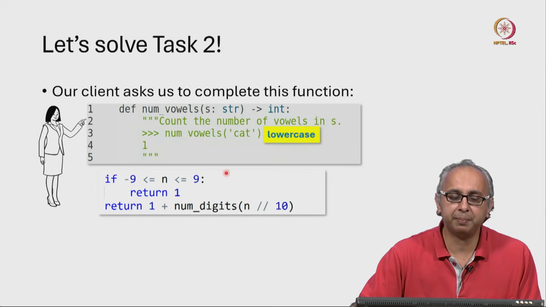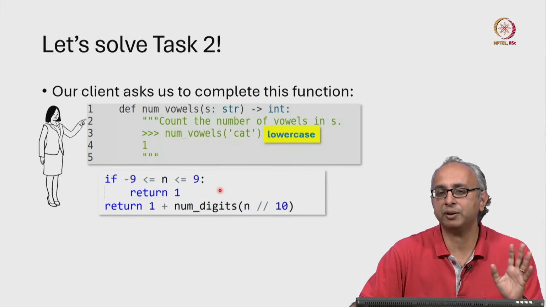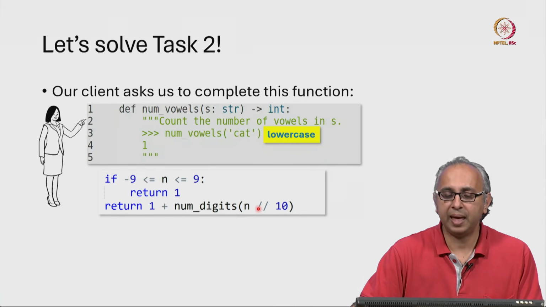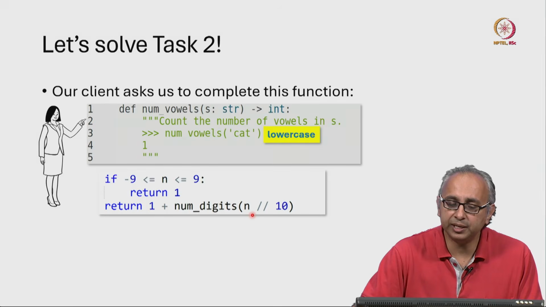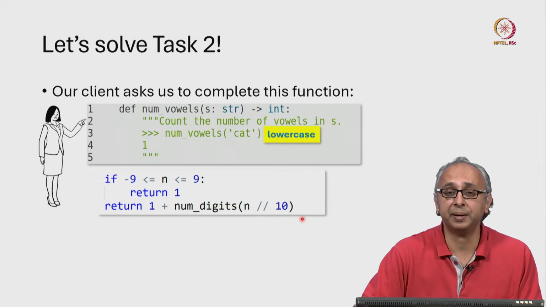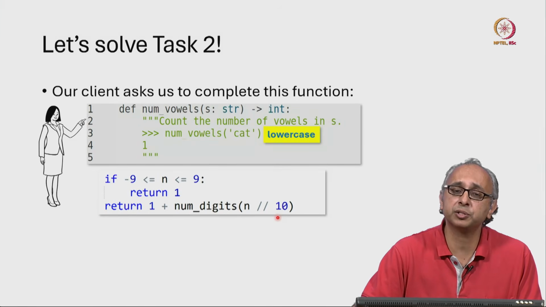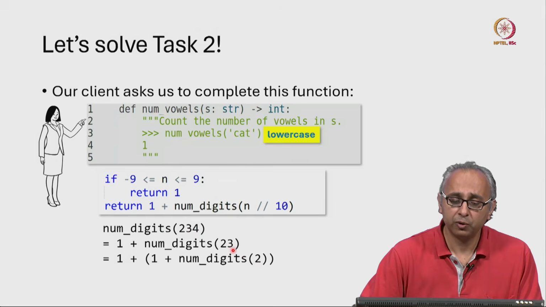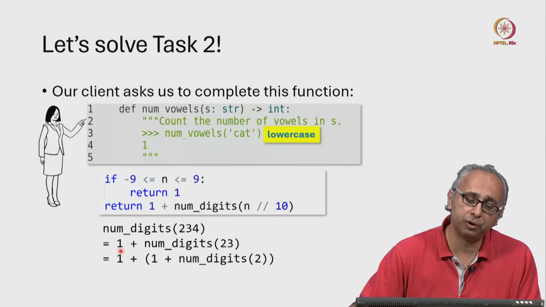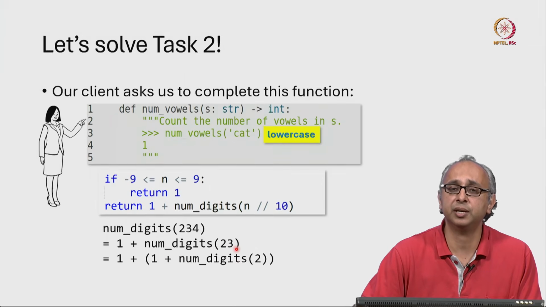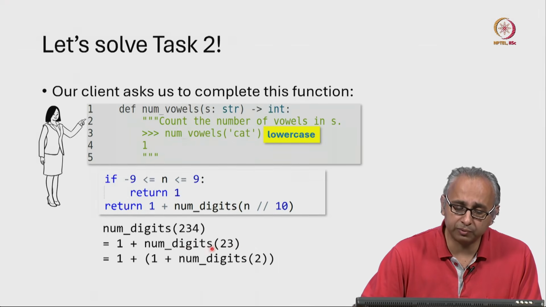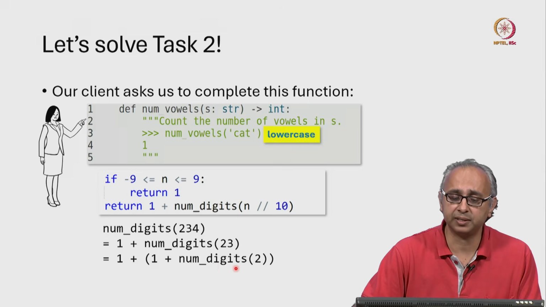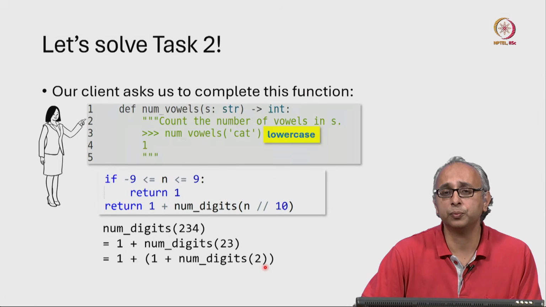Here we had a base case to handle very small numbers. And then when numbers were very large, we did floor division by 10. And then whatever that answer was, we calculated how many digits that had, and then we added 1 to it. As a reminder, for 234, floor division by 10 will give us 23, and so the number of digits in 234 is 1 plus the number of digits in 23. And what is the number of digits in 23? Well, that is 1 plus the number of digits in 2.